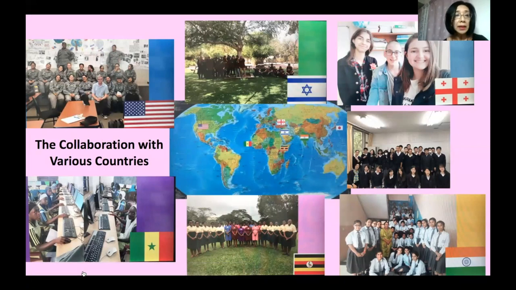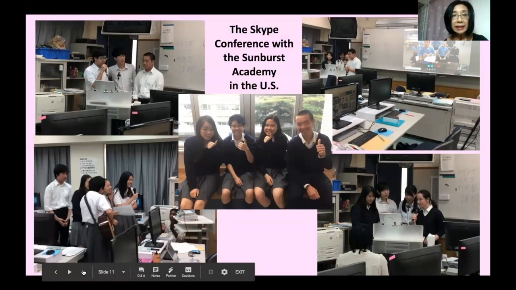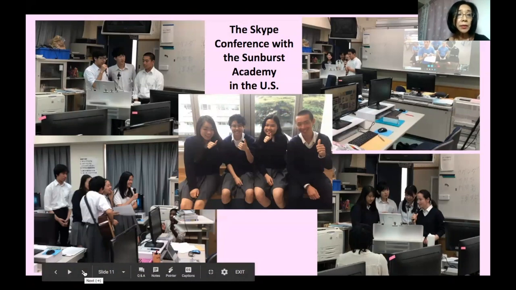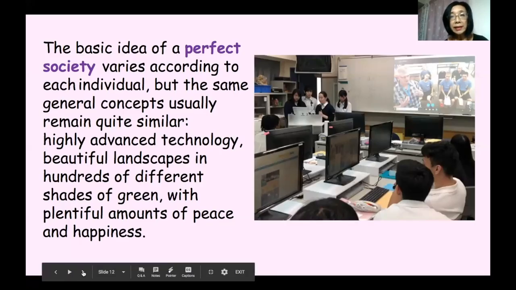In April, the students in the United States, Georgia, Israel, Morocco, Uganda, India, and Japan collaborated on the project. They were able to search for ongoing discussion groups with students of these countries. Next, please. In June, we had a Skype conference with the students of Sunburst Academy in the US. We shared not only the contents of Girl Rising, but also the details of each other's home country, culture, fashion, school life, and so on.